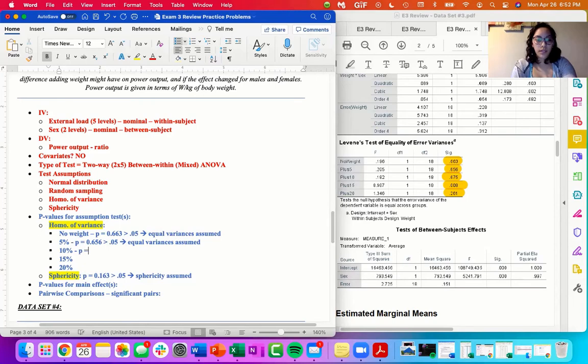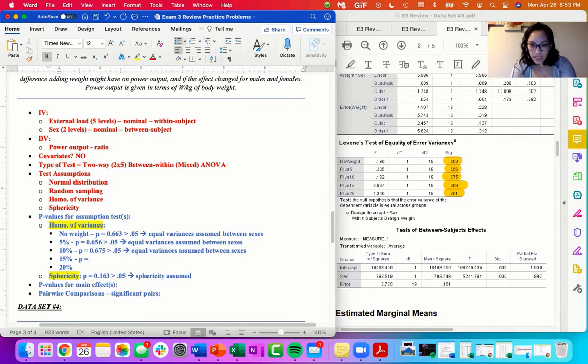P for the 10% group, 0.675, which is also greater than 0.05. So we can also say that equal variances are assumed. And if you want to get super specific, it's equal variances between sexes. We can add that if we want to be thorough. If you put equal variances assumed on the exam, I'd likely just count it as correct, to be honest.